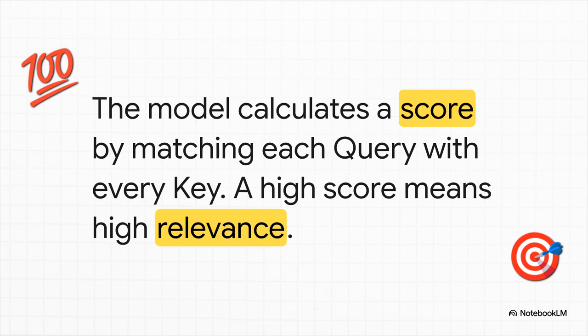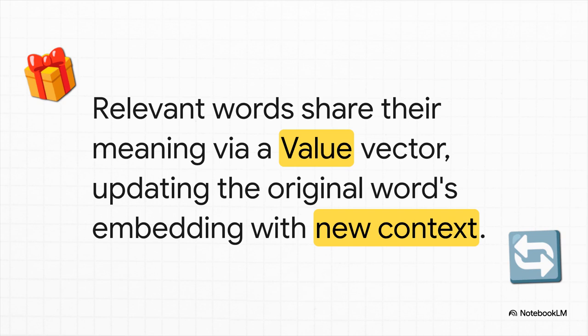A high score means, yep, strong match. So fluffy and blue are super relevant. A low score means, nope, not related. This gives it a map of what's important for every single word. And this is the payoff.